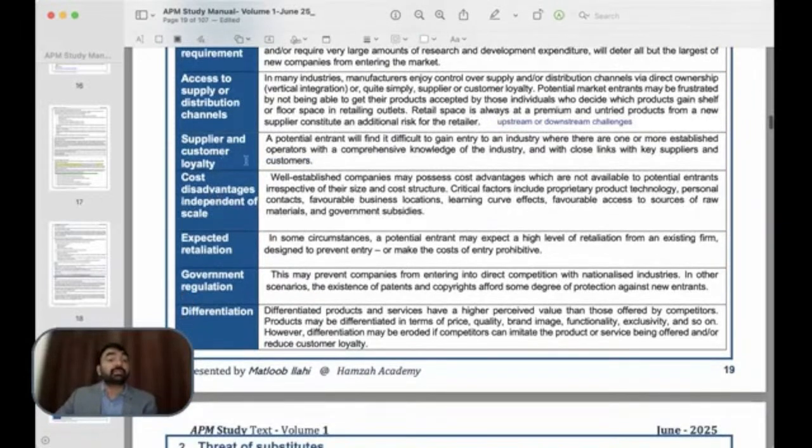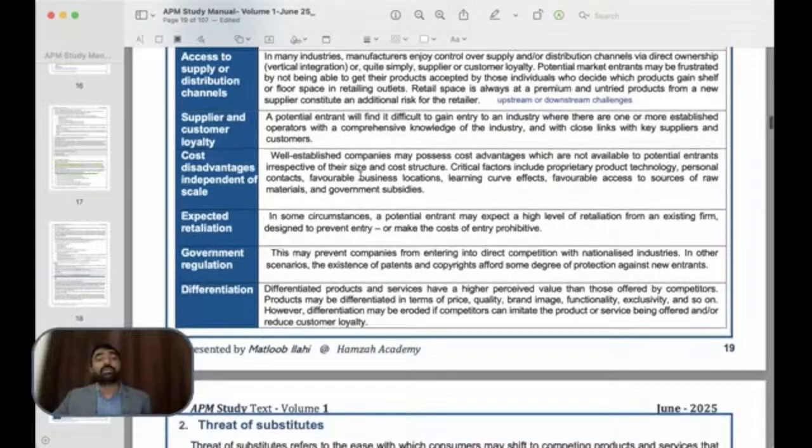Next, suppliers' and customer loyalty. A lot of businesses enjoy their customers' loyalty or their suppliers' loyalty, and it may be difficult for the new entrant to achieve those loyalties in the beginning. So this would become a barrier. Next, cost disadvantage independent of scale. Yes, the new players, because in the beginning they will have to invest, it will take time for them to find customers. It would take time for them to achieve the economies and then lower their cost. Next, expected retaliation.